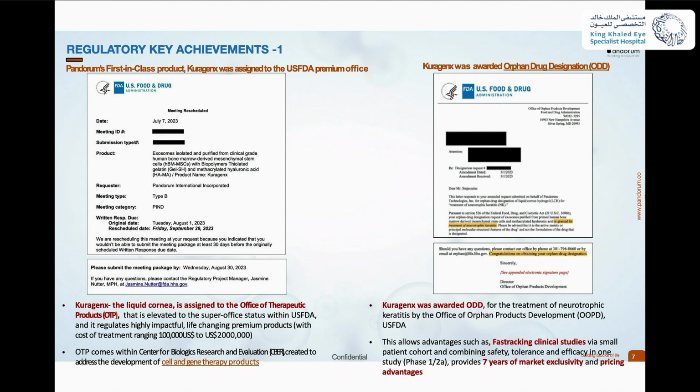Then in the last year and a half, the company has achieved key regulatory milestones with the FDA: they have been able to get orphan drug status for this Curagenics and for this liquid cornea. And now the FDA has advised them to do a first in human study, for which we need to manufacture exosomes. We need to manufacture the Curagenics in a very high quality facility. So all that process is going on.